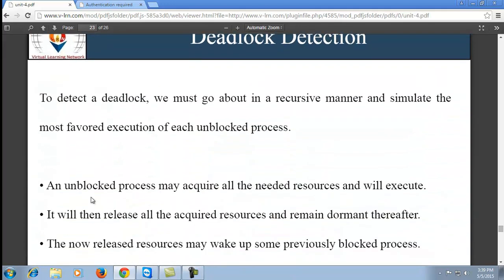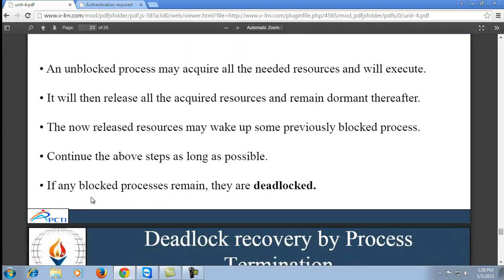Deadlock detection. To detect a deadlock, we must go about it in a recursive manner and simulate the most favored execution of each unblocked process. An unblocked process may acquire all the needed resources and execute its request. It will then release all the acquired resources and remain dormant thereafter. The now released resources may wake up some previously blocked processes. Continue the above steps as long as possible. If any blocked processes remain, they are deadlocked.